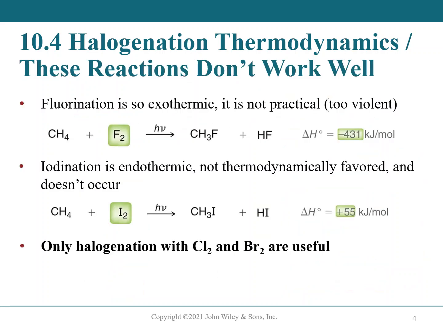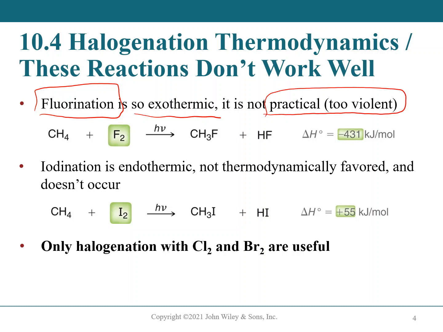So in reality, the fluorination reaction is so exothermic that it's not practical. It's an extremely violent reaction. I know we haven't discussed bond enthalpies very much so far in this class, but minus 431 kilojoules per mole is a violent or near explosive reaction. So if you were to mix methane gas with fluorine gas, shine some light on it, you would form fluoromethane and hydrofluoric acid, but it would be an explosively violent reaction.